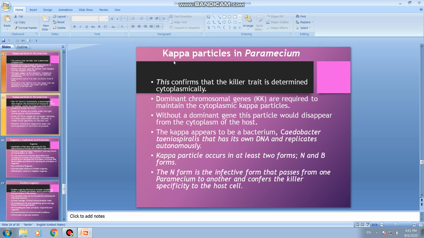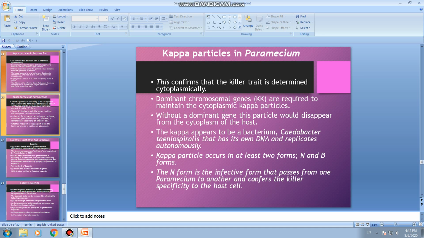So we are discussing the inheritance of kappa particles, the killer strains and sensitives due to conjugation in paramecium. What we discussed earlier was how, during conjugation, due to exchange or non-exchange of cytoplasm, the killer strains and sensitives are produced. What we discussed in the earlier class confirms that the killer trait is determined cytoplasmically. So you can understand that it is the cytoplasm that determines whether the strain is a killer or a sensitive.